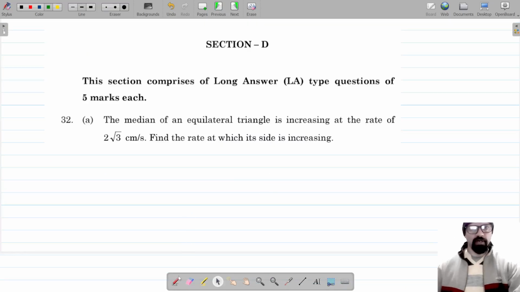For question number 32, part A, it's given that the median of an equilateral triangle is increasing at the rate of 2 root 3 centimeter per second. We have to find the rate at which its side is increasing.